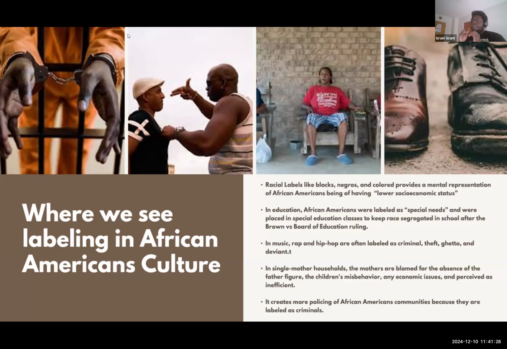institutions will label African Americans as special needs because they wanted to uphold segregation while actually disobeying the law. After Brown versus the Board of Education, which banned segregation of schools, they tried to use special needs and special education to keep African Americans down so that institutions wouldn't have to teach African Americans. And in music, rap and hip hop are often labeled as criminal, deaf, ghetto, and deviant.